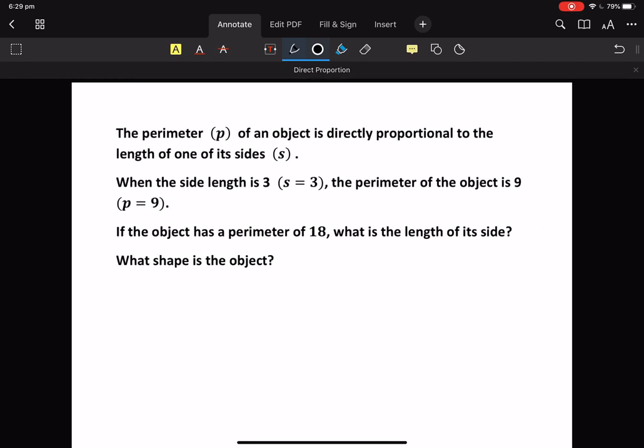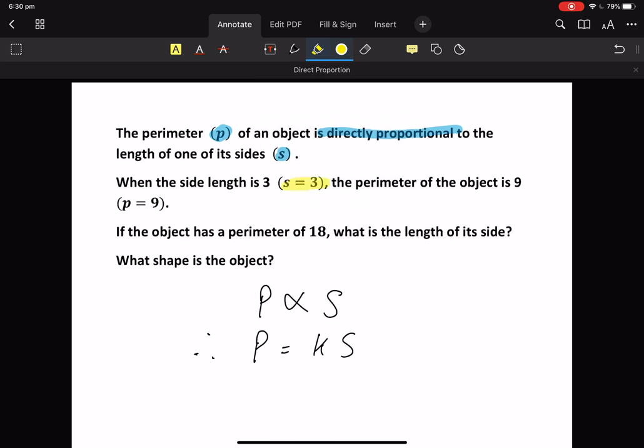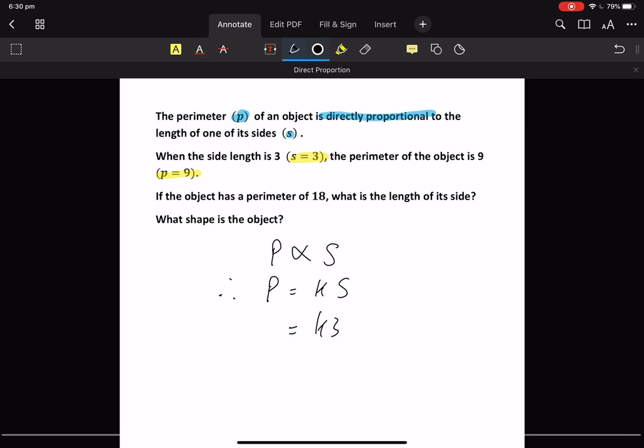The perimeter, P, of an object is directly proportional to the length of one of its sides. So, you guessed it, P comes first, directly proportional to S. So, P is directly proportional to S. Therefore, P equals KS. We're finding our hints. When S is 3, P is 9. I want K by itself. K is 3, the constant of proportionality.